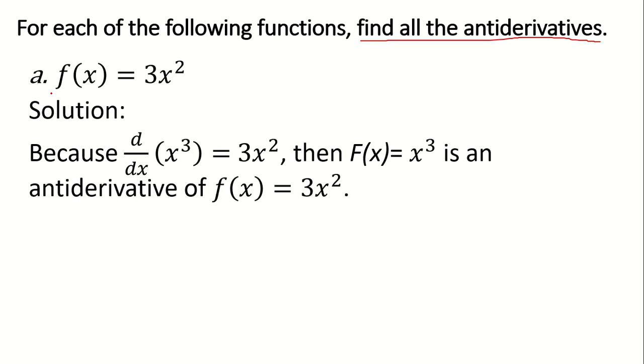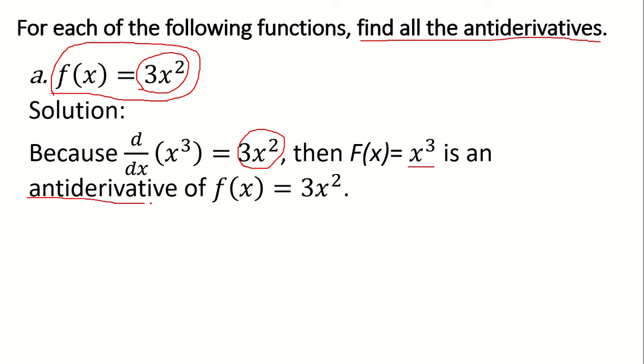Okay, so naghahanap tayo ng antiderivative ng function na to, small f of x is equal to 3x squared. Kapag sinabi nating naghahanap tayo ng antiderivative, naghahanap tayo ng function wherein kapag kinuha natin yung derivative ng function na yon, ang lalabas ay itong 3x squared. So sabi dito sa solution natin, because the derivative of x cubed is equal to 3x squared, then capital F of x is equal to x cubed is an antiderivative of small f of x is equal to 3x squared.